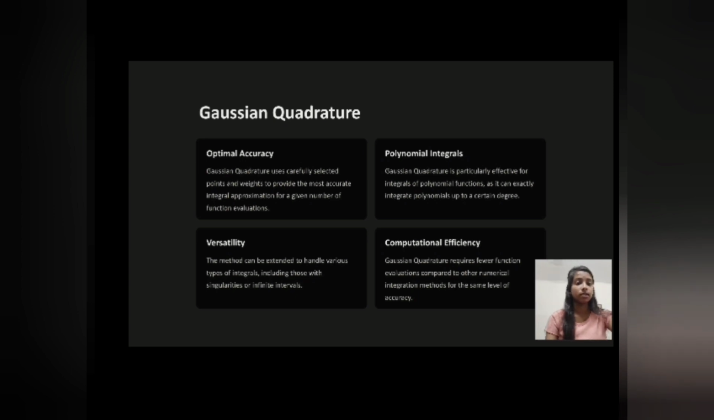Polynomial integrals: Gaussian quadrature is particularly effective for integrals of polynomial functions, as it can exactly integrate polynomials up to a certain degree. Computational efficiency: Gaussian quadrature requires fewer function evaluations compared to other numerical integration methods for the same level of accuracy.